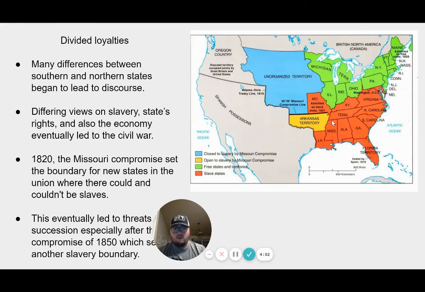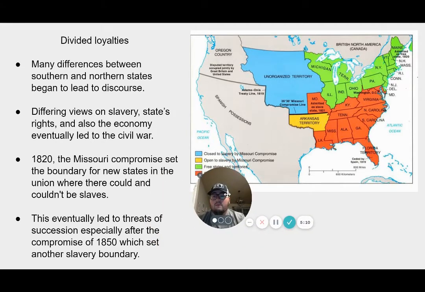Okay, if you can see that again, it's the 36°30' parallel right here. So anywhere north of that, a new state could not have slaves, but anywhere south actually could. This caused a big disagreement because the South felt like any new state should make its own decision. And so this eventually leads us into war as well. Okay, so let's go ahead and move on.